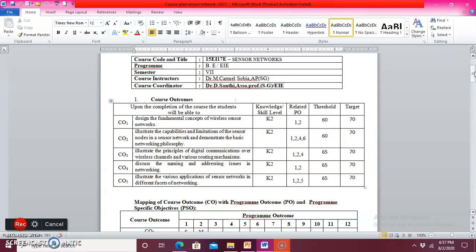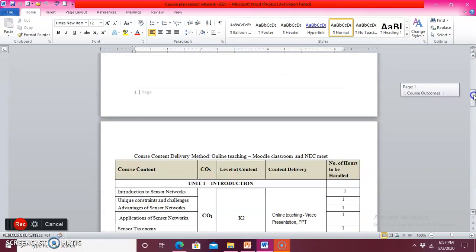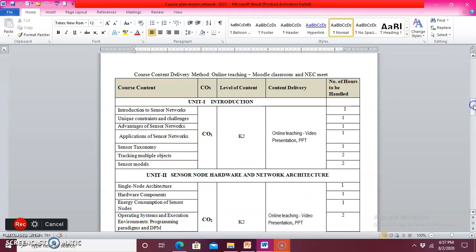The third unit is communication protocol, and the fourth unit is about naming and addressing issues in networking. In the last unit we are going to see the application of sensor networks in different areas of networking. So your fifth unit fully talks about the applications point of view.